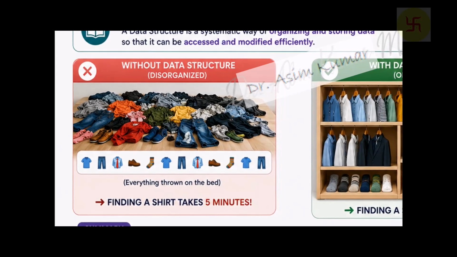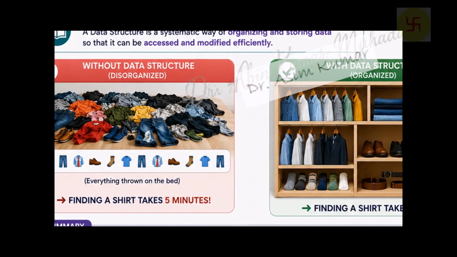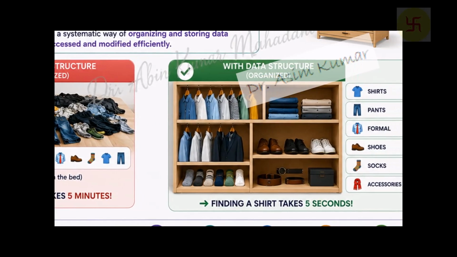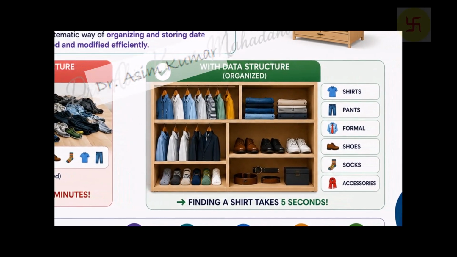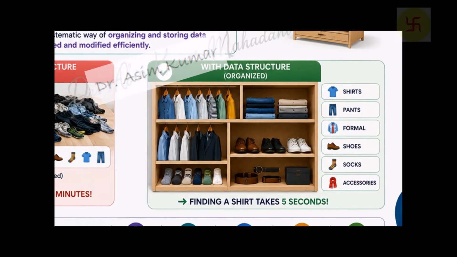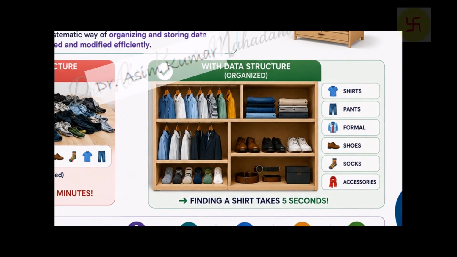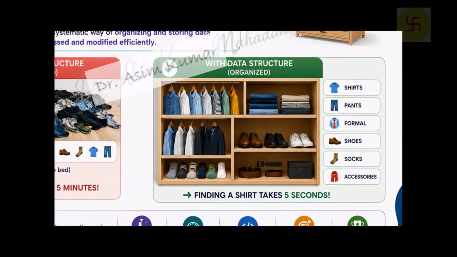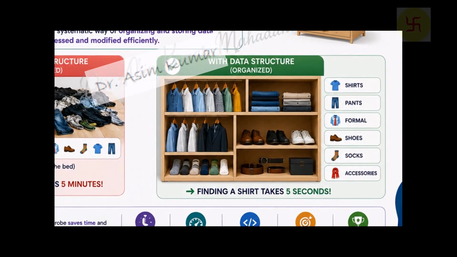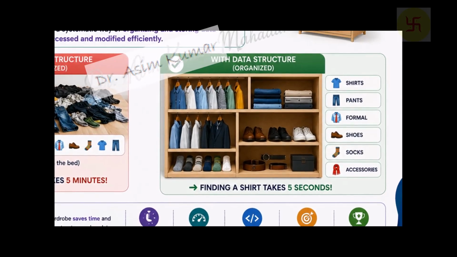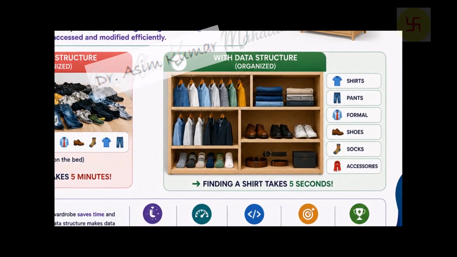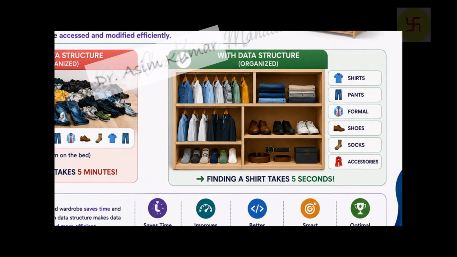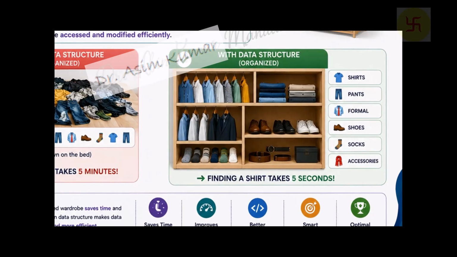Let us understand this with a simple example. Imagine all your clothes are thrown randomly on the bed. If you need to find one particular shirt, it may take several minutes. But now imagine your wardrobe is properly organized, shirts in one section, pants in another, shoes in their proper place. Now finding a shirt takes only a few seconds. This is exactly the idea behind a data structure. The same data, when properly organized, becomes easier and faster to access.